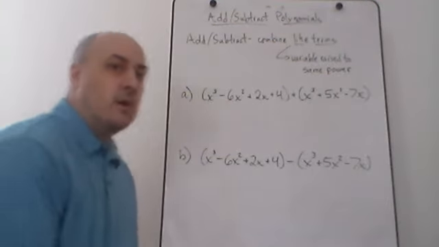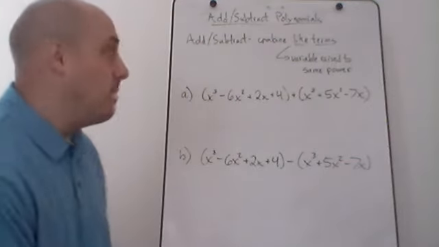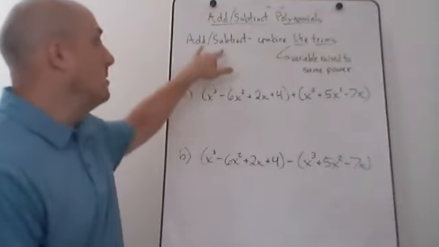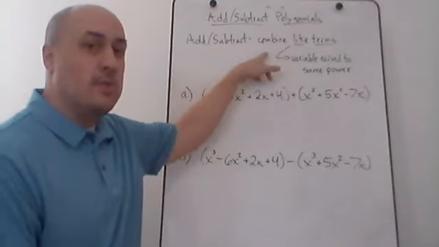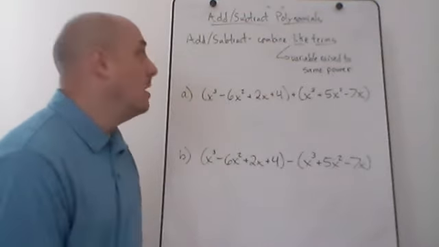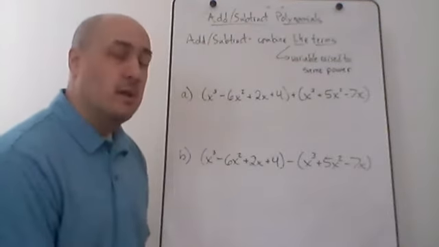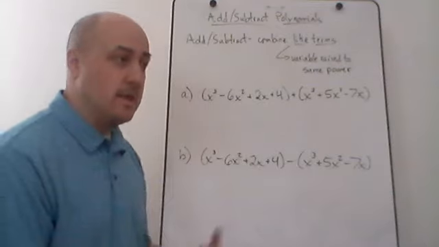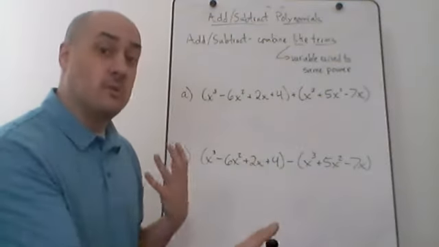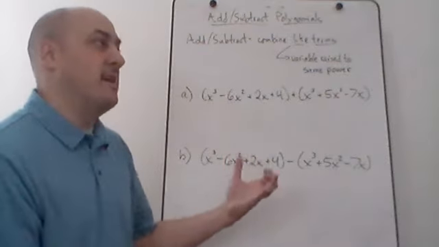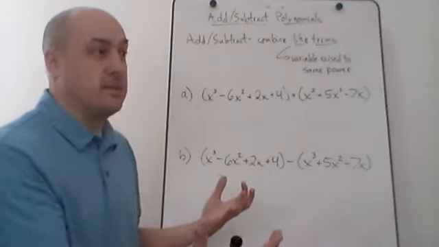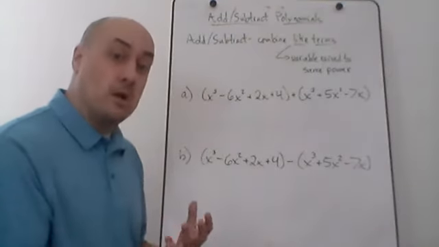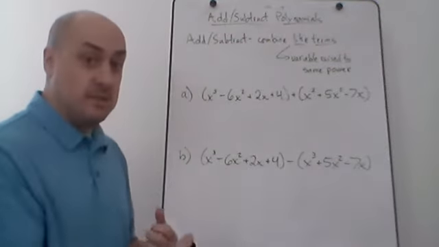Alright, in this video we're going to talk about adding and subtracting polynomial expressions. When you add and subtract polynomials, you do that by combining the like terms. What we mean by like terms is terms that have the same variable raised to the same power. Like an x to the third and an x to the third, those are like terms. A 5x to the 7th power and a negative 12x to the 7th power, those are like terms because they have that same variable raised to the same power.